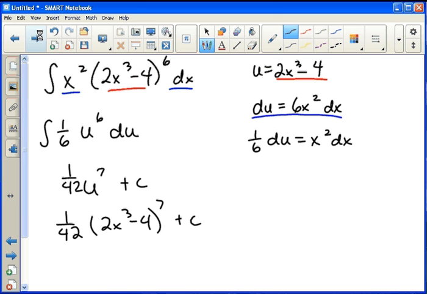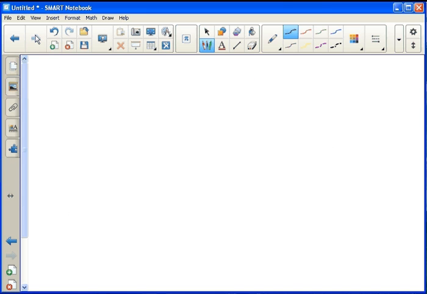Okay, so we've kept things pretty straightforward so far. We've just dealt with polynomials being multiplied by each other. So now let's ramp it up a little bit, and let's look at one that has a fraction. So let's say we have the integral of negative 4x over 1 minus 2x squared, squared.